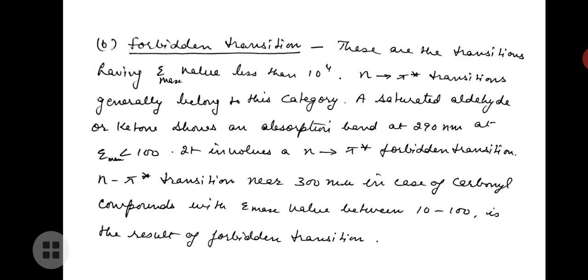A saturated aldehyde or ketone shows an absorption band at 290 nm with Emax less than 100. It involves an n to pi star forbidden transition. The n to pi star transition near 300 millimicron in the case of carbonyl compounds, with Emax value between 10 to 100, is the result of forbidden transition.